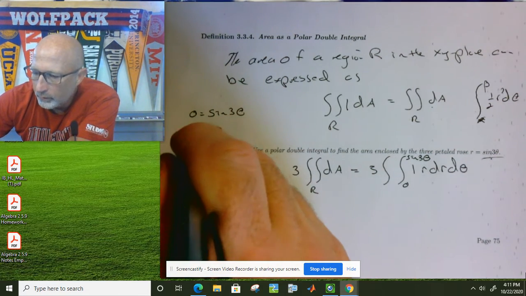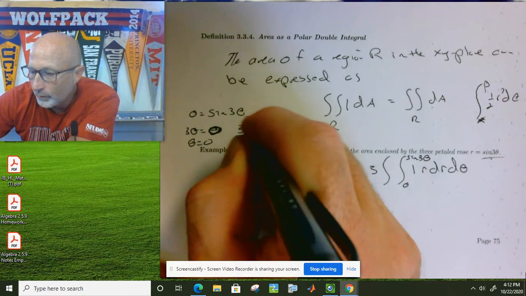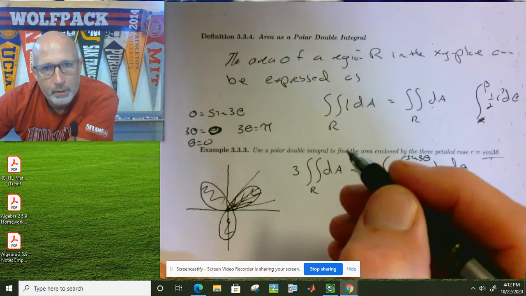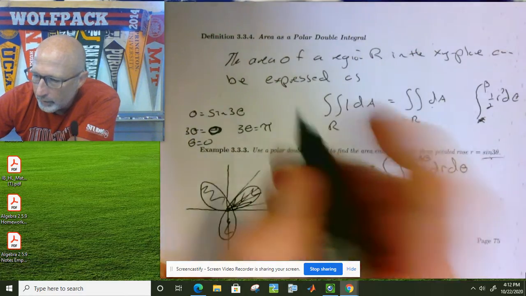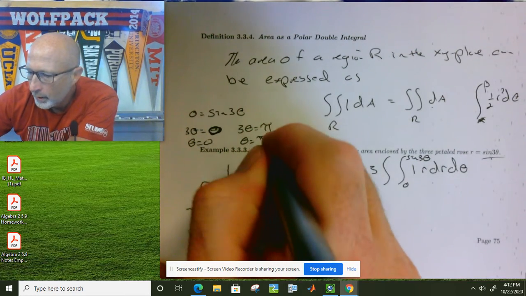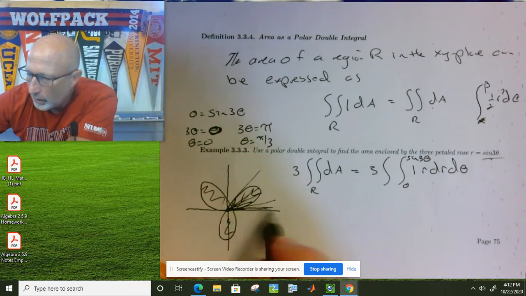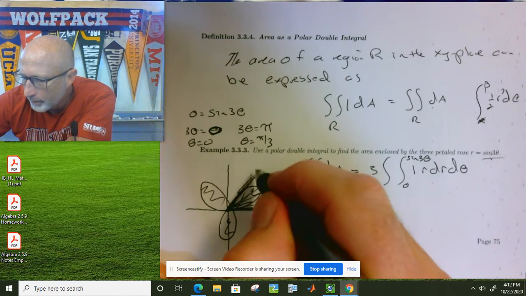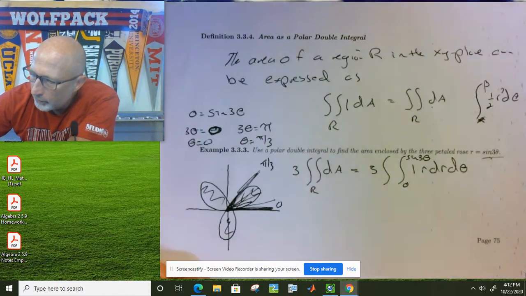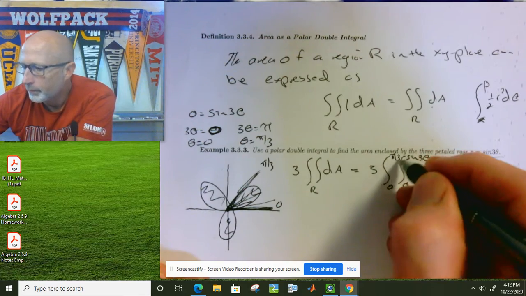So theta is equal to 0, but you also have 3 theta is equal to pi, because it's also equal to 0 at pi. So theta is equal to pi over 3. So this angle is actually 0, and this one is pi over 3. So I'm going to integrate from 0 to pi over 3.